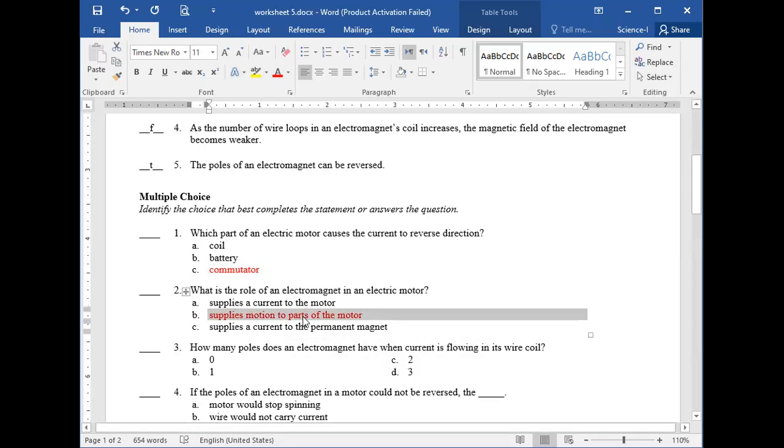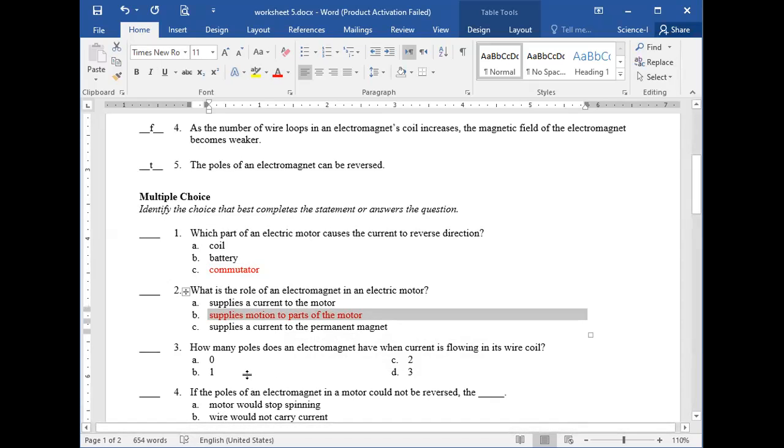We said that the current is the reason that the electromagnet turns into a magnet. Once it turns into a magnet, it will start to repel with the permanent magnet on the 2 sides, which creates this kind of circular motion inside the motor. So the electromagnet is the part which rotates inside the motor.